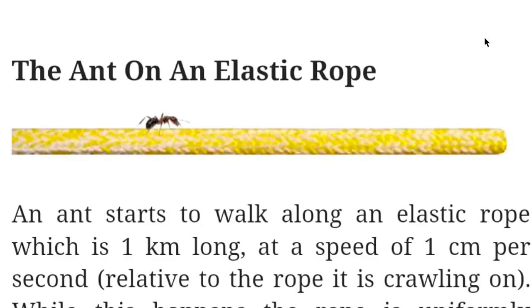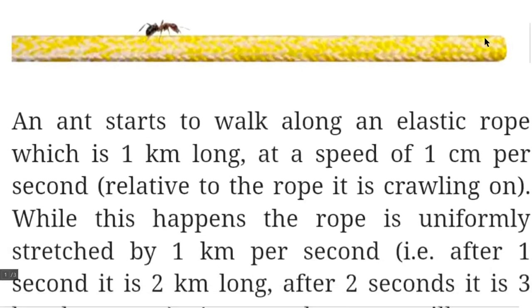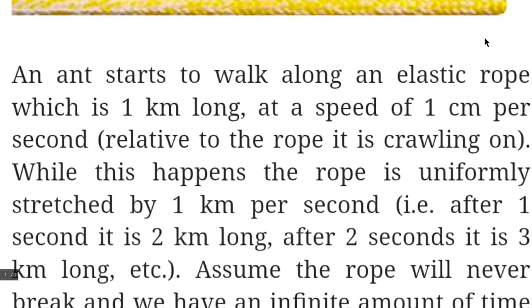So today we are going to look at a very interesting and very good problem. In fact, very challenging. The question is about an ant on an elastic rope. The question says that an ant starts to walk along an elastic rope which is 1 kilometer long initially, at a speed of 1 centimeter per second relative to the rope it is crawling on.